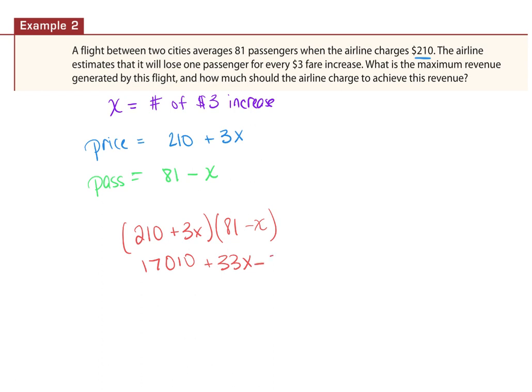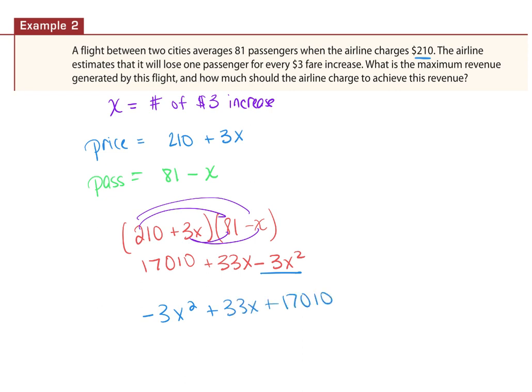And then, of course, you get the negative 3x squared. So all I did was FOIL it, right? So first, outer, inner, last, right? And you get your quadratic. I always rewrite it to standard form. So I have negative 3x squared, positive 33x, and positive 17010. Always rewrite it to standard form.